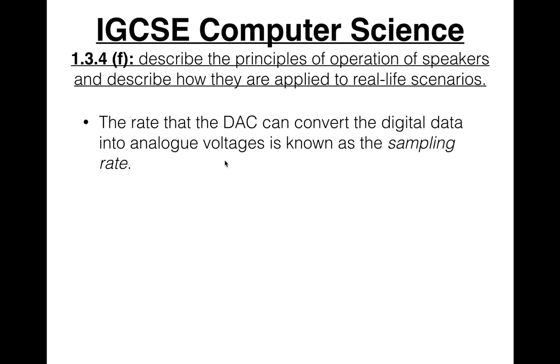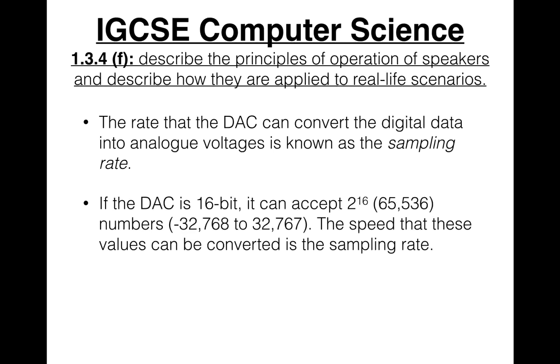The rate that the DAC can convert the digital data into analog voltages is known as the sampling rate. If the DAC is 16-bit, it can accept 2 to the power of 16 numbers. That's 65,536, so that would be negative 32,768 to positive 32,767. That range is 65,536 values, including the 0, of course.